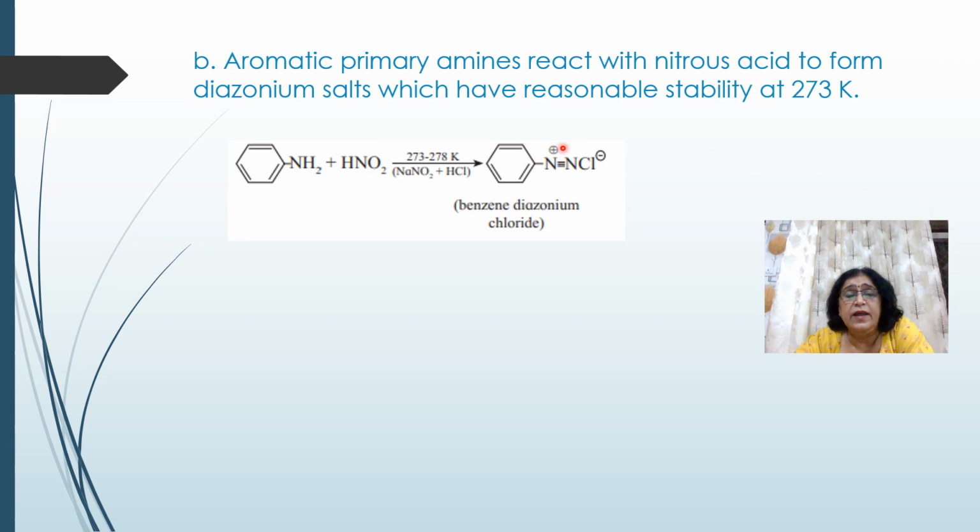Now aromatic primary amines also react with nitrous acid at 0 to 5 degrees centigrade, giving you benzene diazonium chloride. So this is aniline when reacted with HNO2. Where does the HNO2 come from? NaNO2 and HCl. At 0 to 5 degrees centigrade, it gives you benzene diazonium chloride.